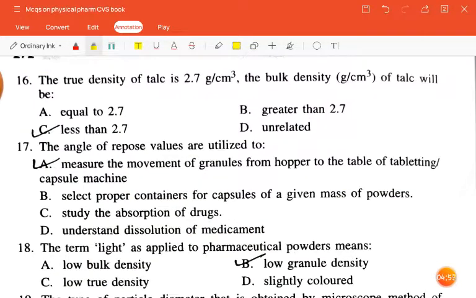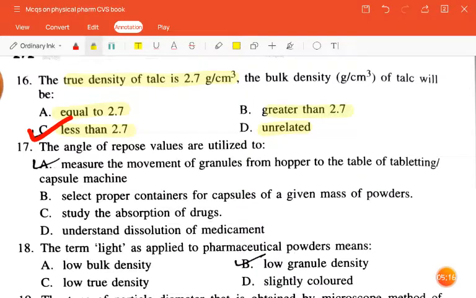Next question is: the true density of talc is 2.7 gram per centimeter cube. The bulk density of the talc will be equal to 2.7, greater than 2.7, less than 2.7, or unrelated. So the correct answer is less than 2.7.